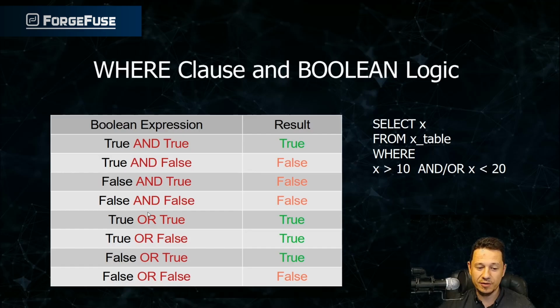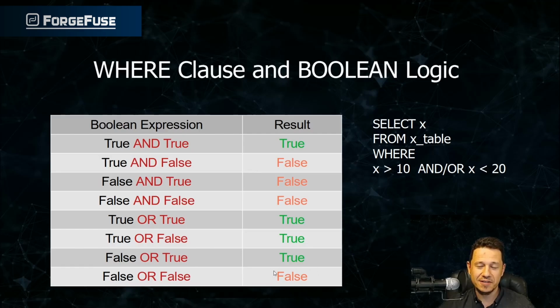For the OR operator, if we think of it as addition, if I add a positive integer to a positive integer, the result is going to be a positive integer. If I add a positive integer to a 0, our result is going to be a positive integer. Only in case I add a 0 to 0, the result is going to be 0.